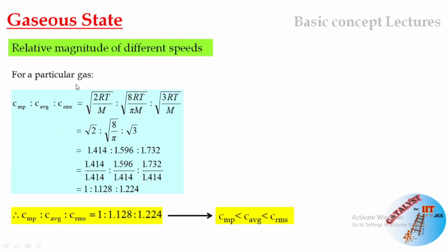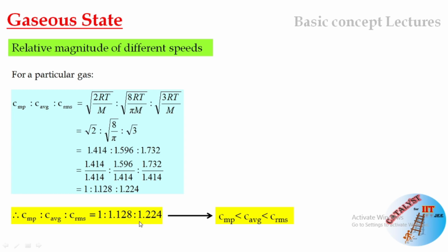Now, for a particular gas, if we take the ratio of these three different speeds, we will get this number. So, for a particular gas, the ratio of most probable, average and RMS is equal to 1 is to 1.128 is to 1.224. That means, if the value of most probable speed is 1, then the value of average speed will be 1.128 and the value of RMS speed will be 1.224.